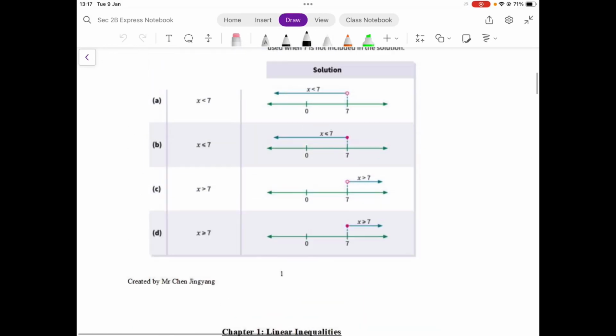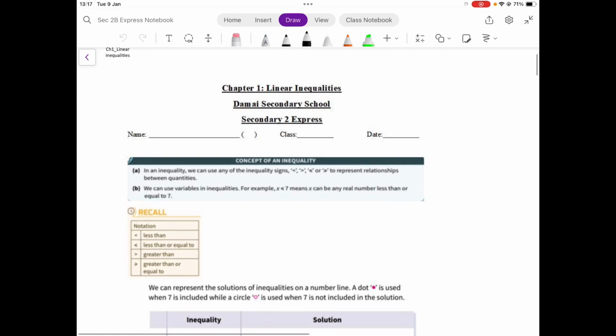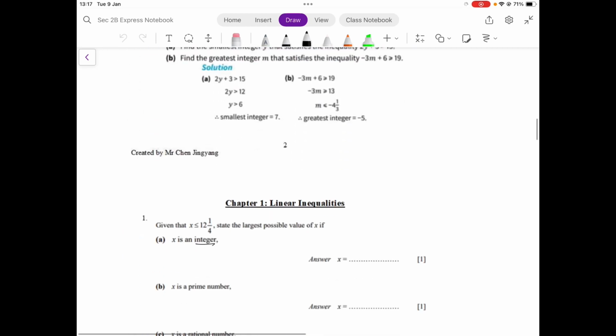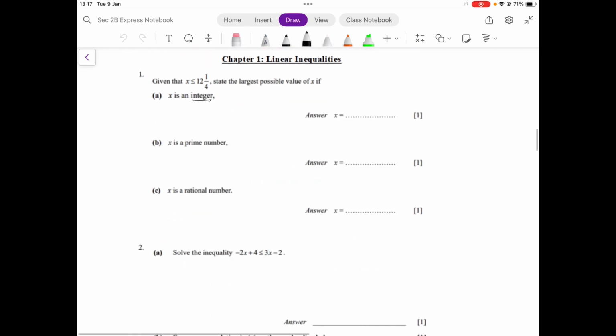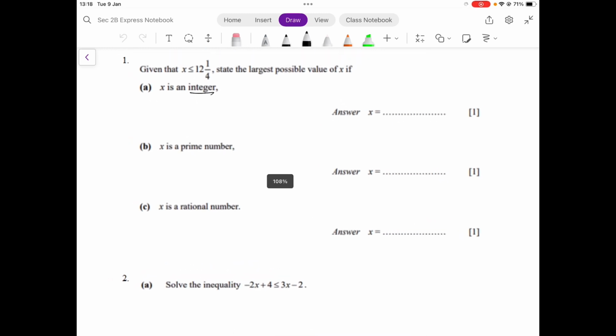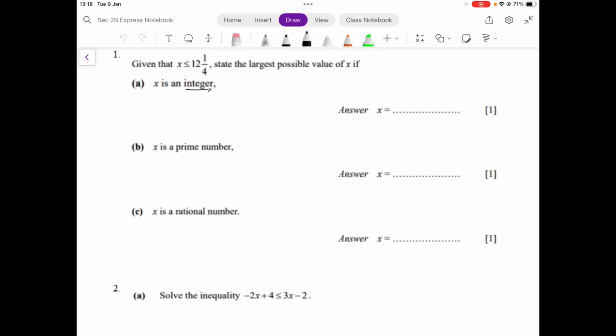Okay, so for this chapter, linear inequalities, let's start with question 1. Question 1 here: x is less than or equal to 12 and 1/4. State the largest possible value of x if x is an integer. So what this inequality means is the values of x are 12 and 1/4 and below.